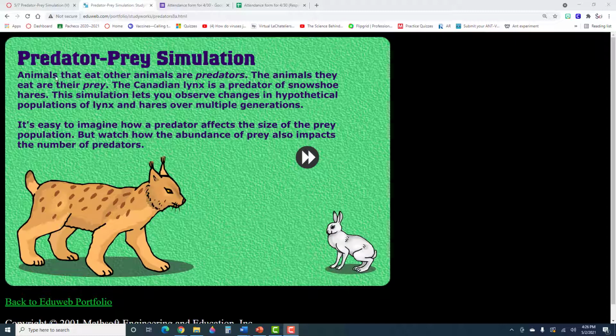So animals that eat other animals are predators, and animals that get eaten are prey. There's a Canadian lynx, and this is a predator of these animals called snowshoe hares. In this simulation, you will observe the changes in hypothetical populations of lynx and hares over multiple generations. It's easy to imagine how a predator affects the size of the prey, but watch how the abundance of prey also impacts the number of predators.